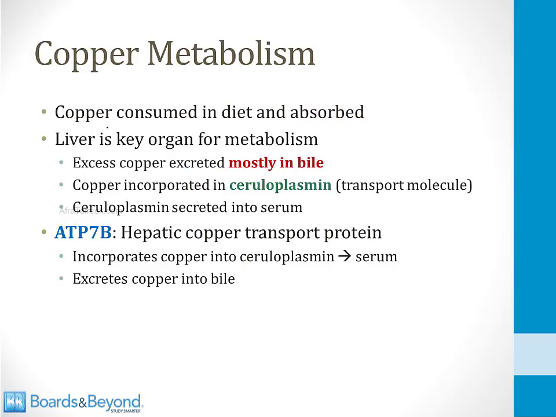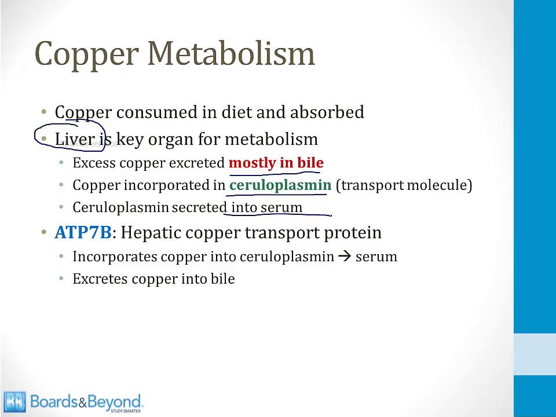Copper is consumed in our diet. Many of the foods that we eat contain small amounts of copper, and it is then absorbed into the body, and the liver is the important organ for metabolism of copper, because the liver can do two important things with copper. First of all, the liver can excrete excess copper mostly into the bile. In addition, the liver can incorporate copper into a transport molecule called ceruloplasmin and then release ceruloplasmin into the serum where it will carry copper to other organs.